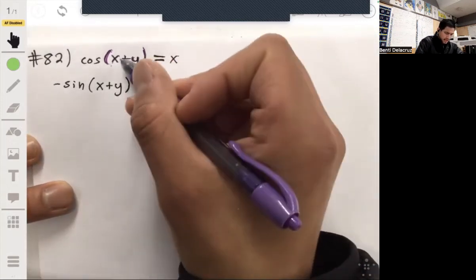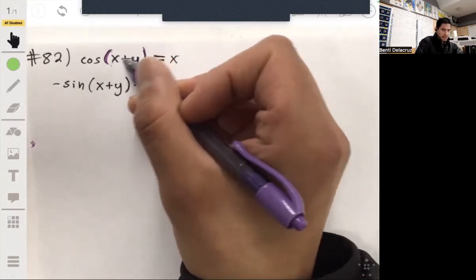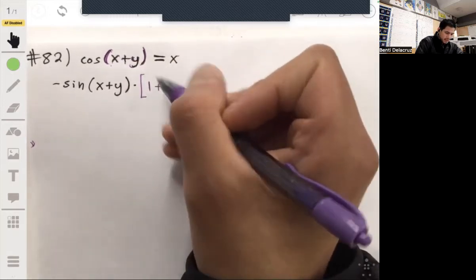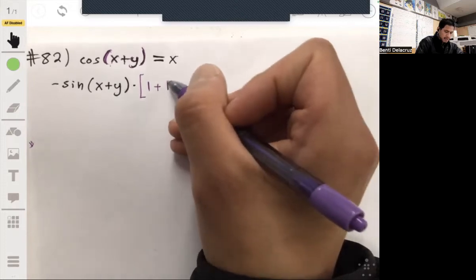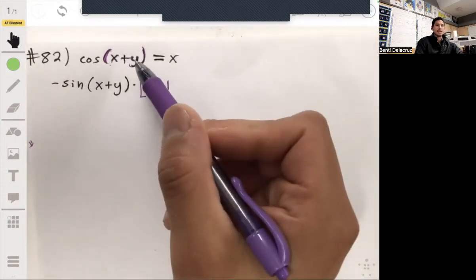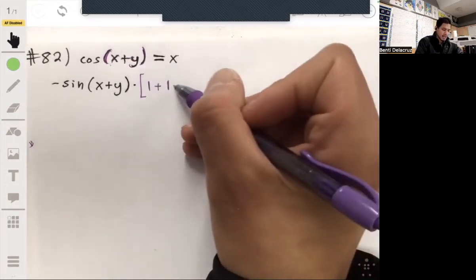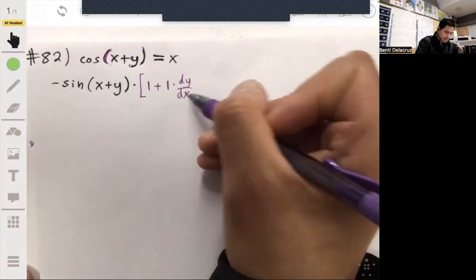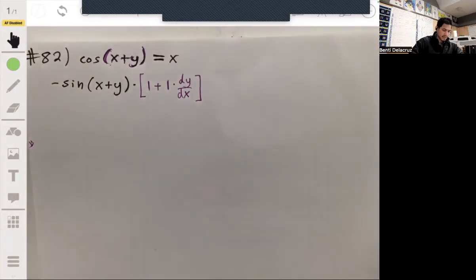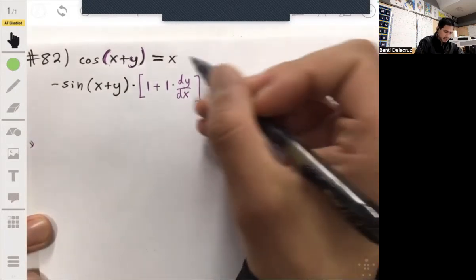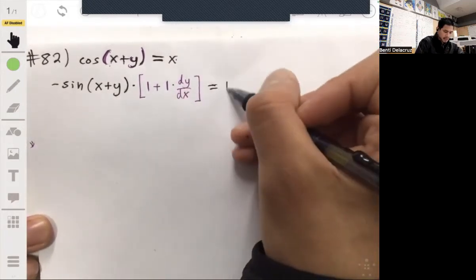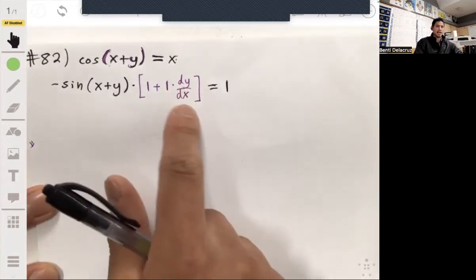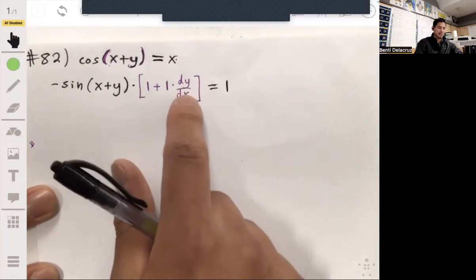So for the derivative of the inside, we're going to have the sum rule. So the derivative of x will just be 1 plus the derivative of y, which will be 1. But since I'm differentiating a function of y, I'm going to multiply that by dy over dx, since we're doing implicit differentiation. And this will be equal to the derivative of x, which will just be 1. And so now it's again just an algebra game. I need to solve for dy over dx.